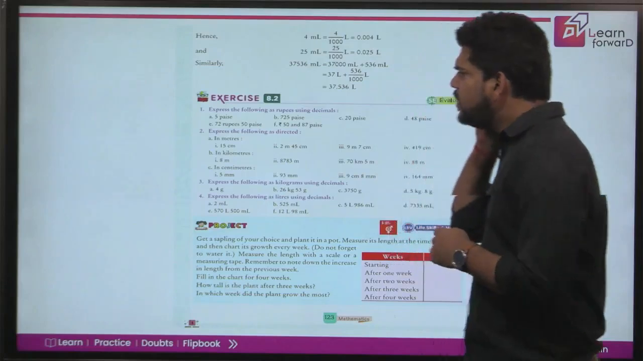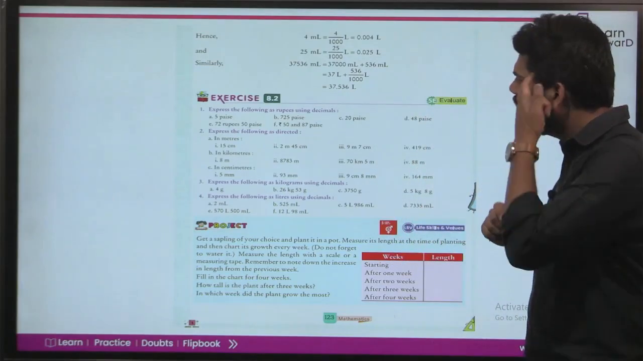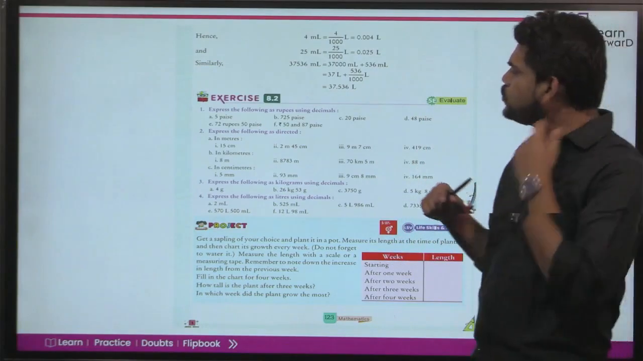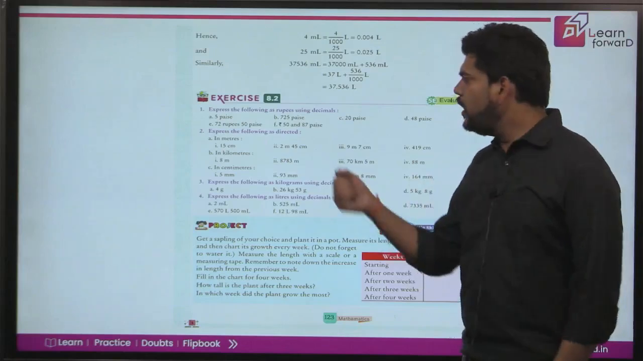Now express the following as rupees using decimal. Now there are some questions on conversion only. Let us do the F part.